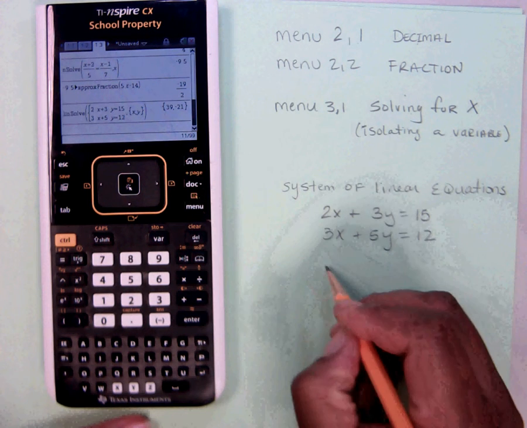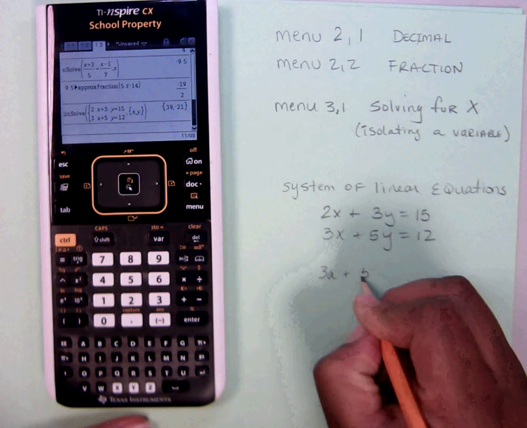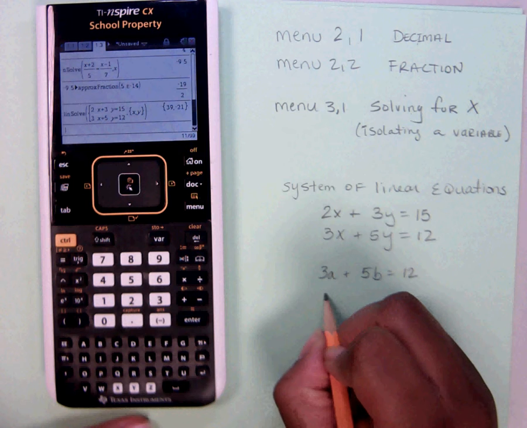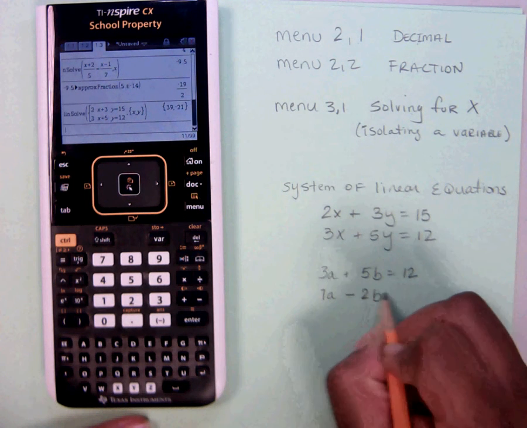Let's try another one. Let's change the letters. 3a plus 5b equals 12. And 7a minus 2b equals 10.